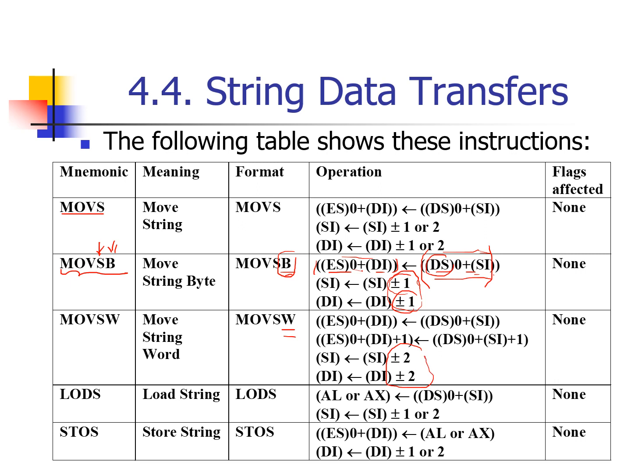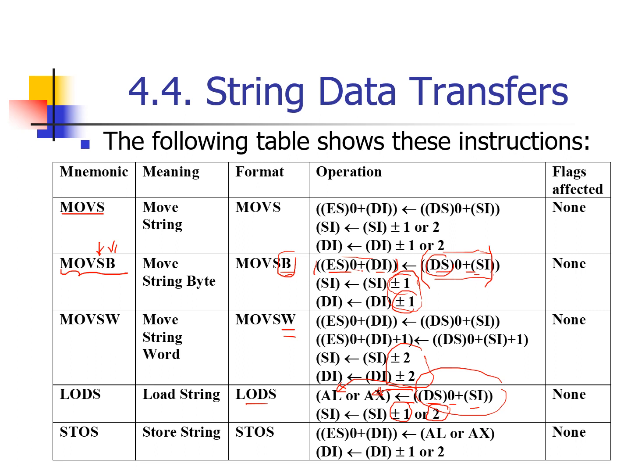Same thing with LODS. LODS takes a value from a physical memory location, DS times 10 plus SI. So this is the content of this memory location. It stores it in AL if it's a byte, and AX if it is a word. And you have to add or subtract 1 if you're dealing with bytes of memory, or add or subtract 2 if you're dealing with words of memory.